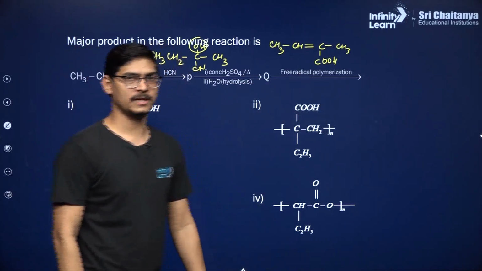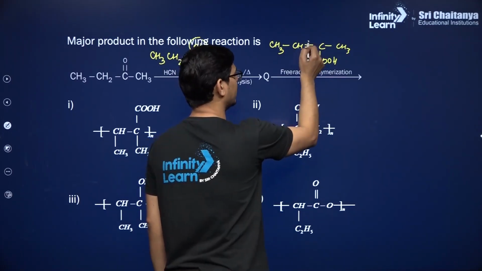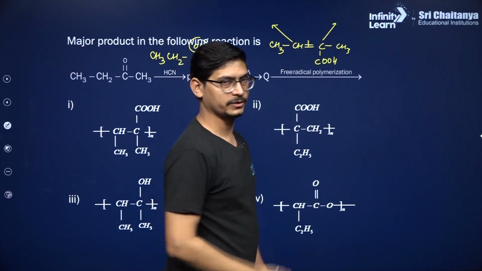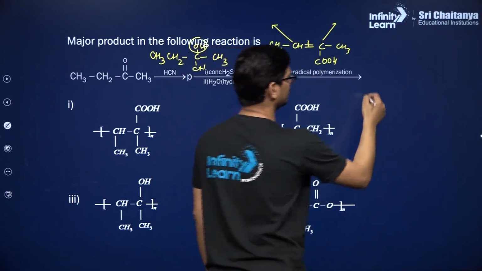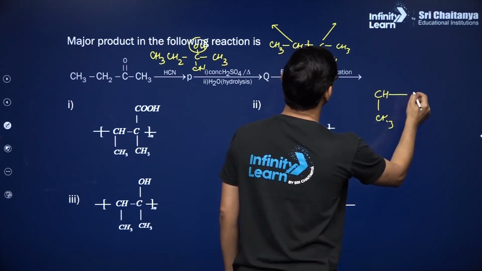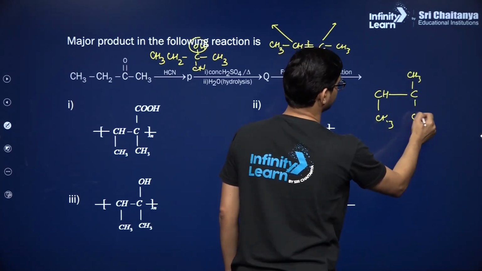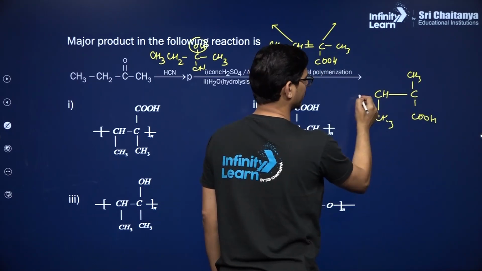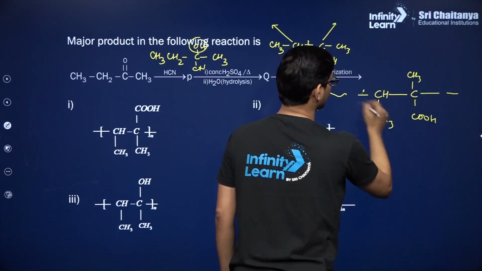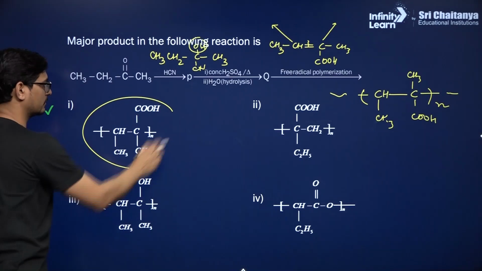Now free radical polymerization. Of course, this is an alkene, so it will undergo free radical polymerization. How? This pi bond will break. It will join to another molecule, and this carbon will join to another molecule. That is how the chain will propagate. So basically, this is CH, CH3, and then C, and then CH3, and then COOH. So there was a pi bond which breaks, and these attach with a molecule on the left and this on the right. That is the repeating unit we get in the polymer. So obviously the correct answer is option 1.